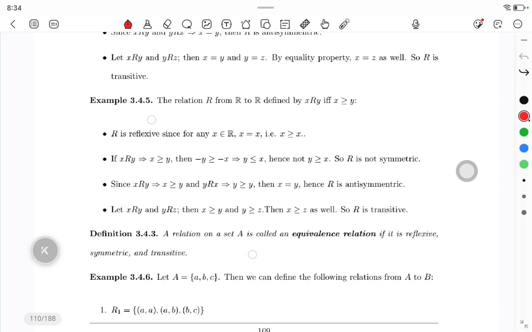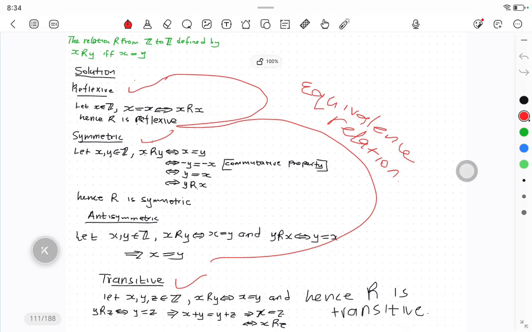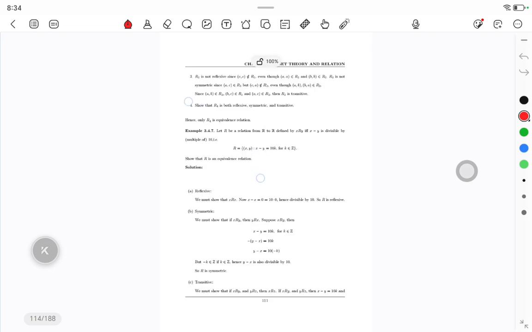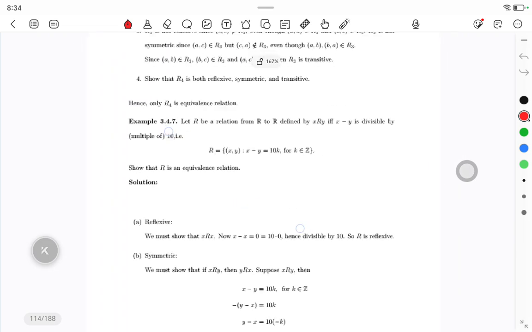Now, let's say this. For now we can skip this example. We'll do it when we meet. So we can look at this.